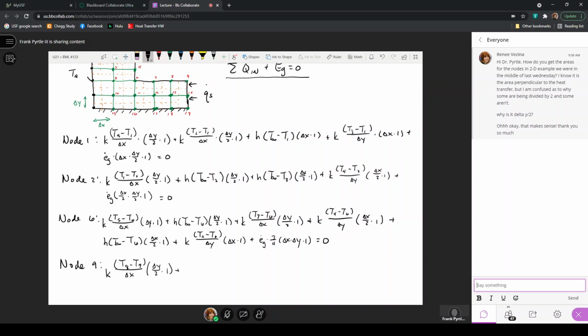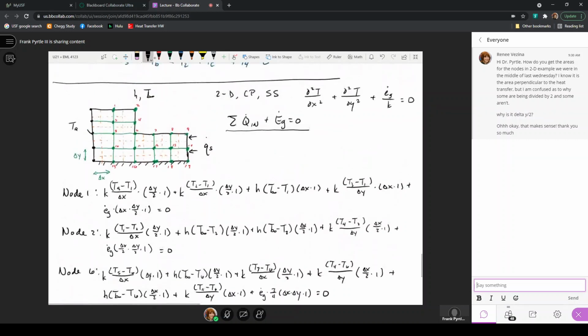plus the heat transfer from the right. Well, this is just by an applied heat flux. So this is q dot sub s times the surface area. That surface area is a delta y over 2 times the unit 1 into the page. The heat transfer from above is due to this convection condition.